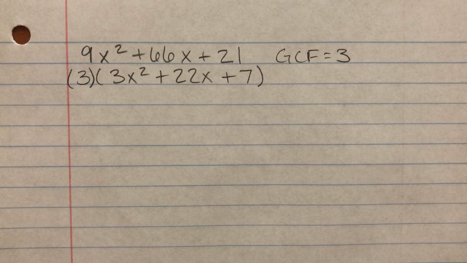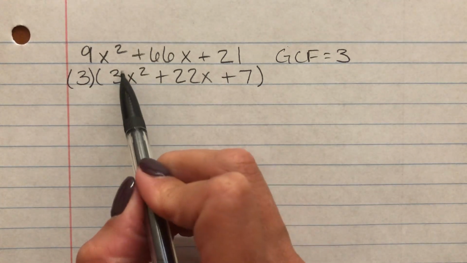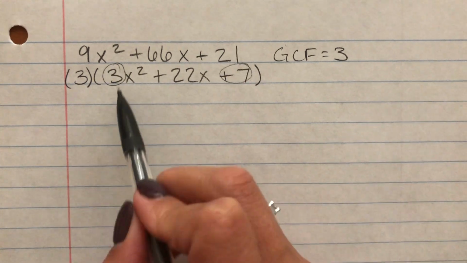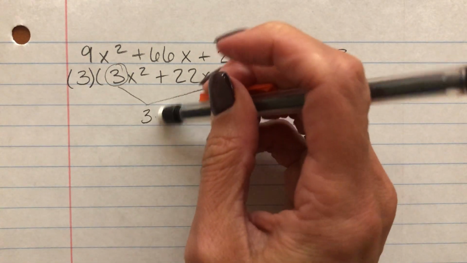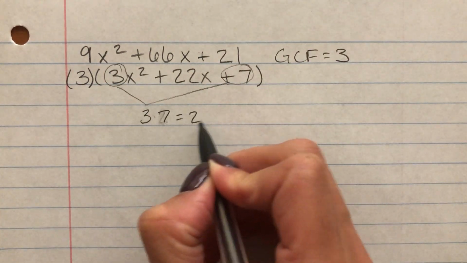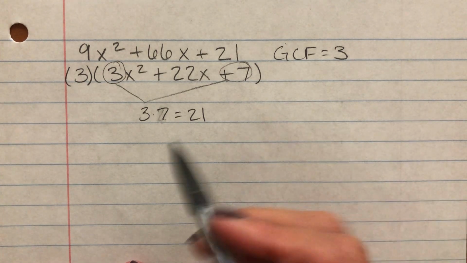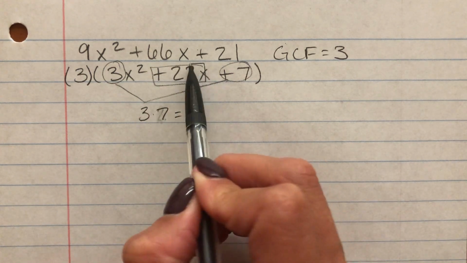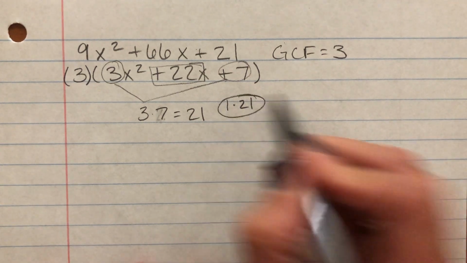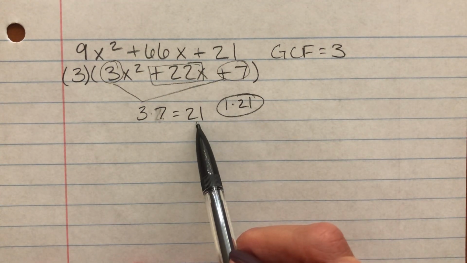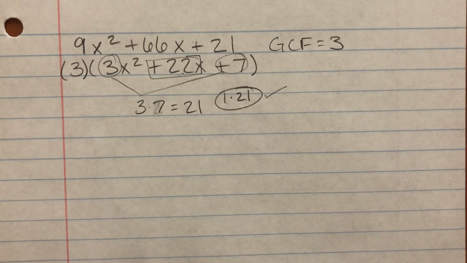Okay, now I'm going to look at this 3x squared plus 22x plus 7 and start my process. So 3 times 7 is 21. Okay, and then I'll list all my factors of 21, and I know I want to get this 22. So that's pretty easy. That would just be 1 times 21. Because 1 times 21 is 21, but if you add them, 1 plus 21 is 22. So that's the one that works.